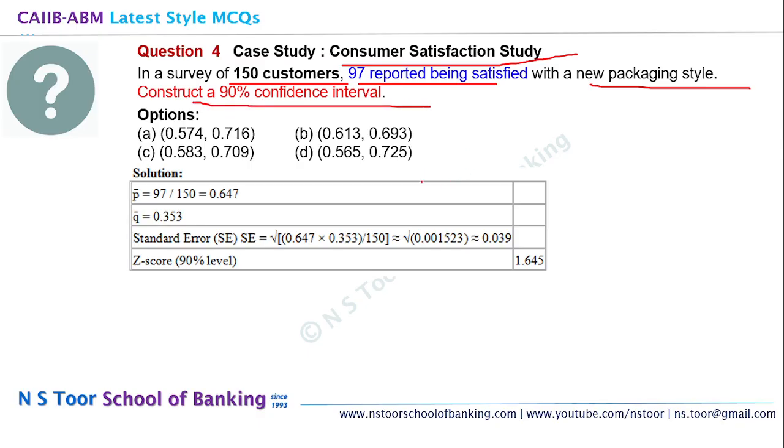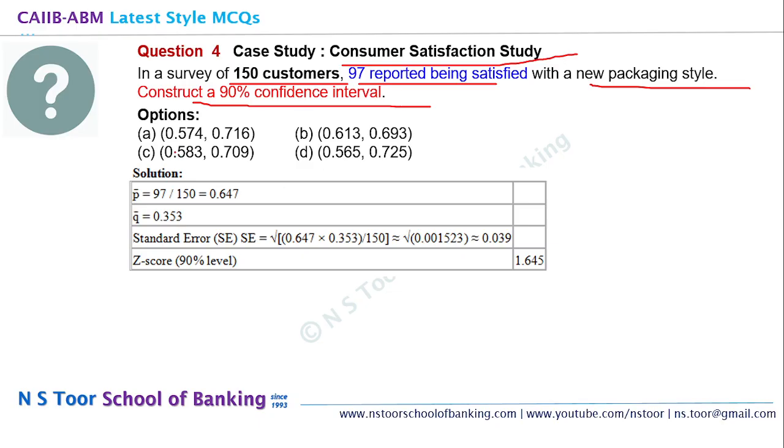इस तरह के क्वेश्चन हमने काफ़ी सॉल्व भी किए हुए. क्या केस है? हमने 150 कस्टमर्स का सर्वे किया. उसमें जो हमारा न्यू पैकेजिंग स्टाइल है, उसमें 97 लोगों ने सेटिस्फैक्शन दिखा दिया या वो सेटिस्फाइड हो गए. 97 आर आवर सेटिस्फाइड कस्टमर्स. नाउ वी हैव टू कंस्ट्रक्ट 90% कॉन्फिडेंस इंटरवल. हमें 90% कॉन्फिडेंस इंटरवल करना है.